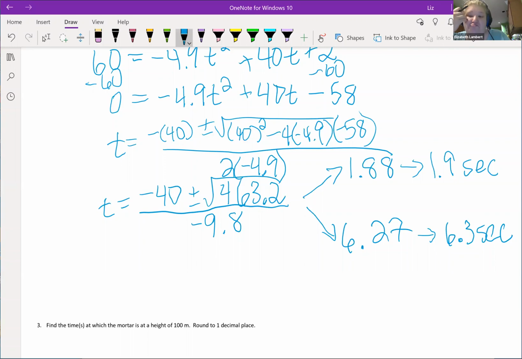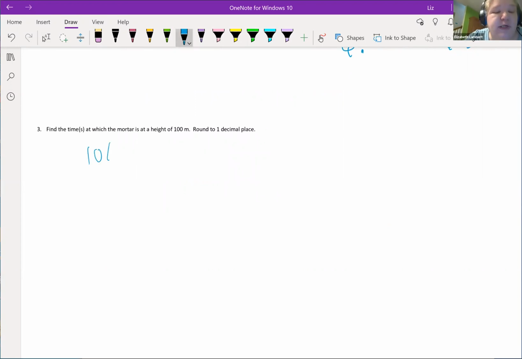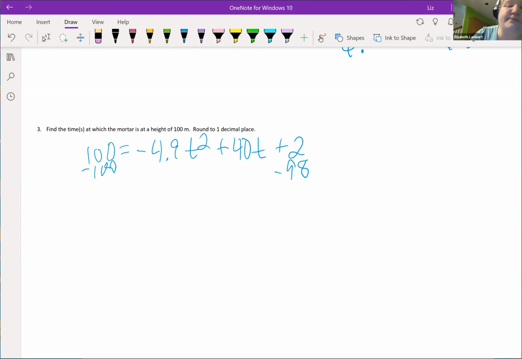All right. It's pretty high in the air still. This must have actually gone pretty high. All right. Now it's asking, find the time at which the mortar is at a height of 100 meters. Same song, second verse. You might be thinking, why did they make us do the same thing twice? Exactly. So let's see what's weird here. So now it's going to be 100 equals negative 4.9 t squared plus 40t plus 2. Move the 100 over, and now it is a negative 98 going in that.